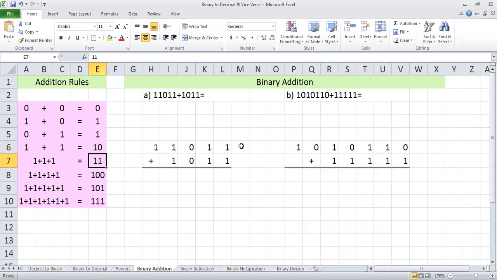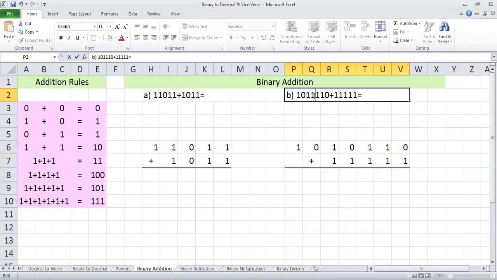Okay, now let us do these two questions. Wait, I'm doing some changes here in the question only. Let's make it 1. Okay. Now let's start with the A part first. 1 plus 1 is 10, but we cannot write 10 here completely. We have to write 0 here and we have to put 1 as carry.